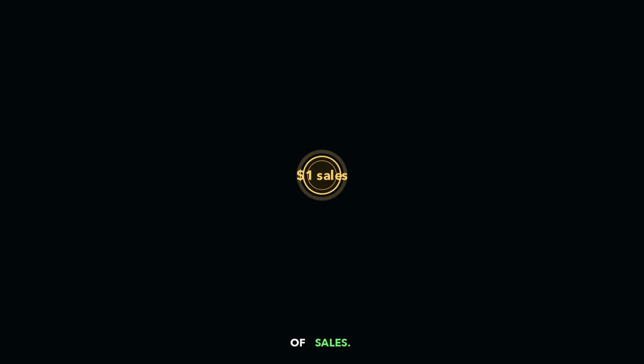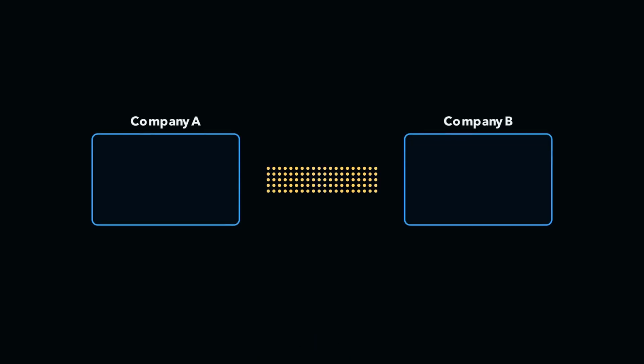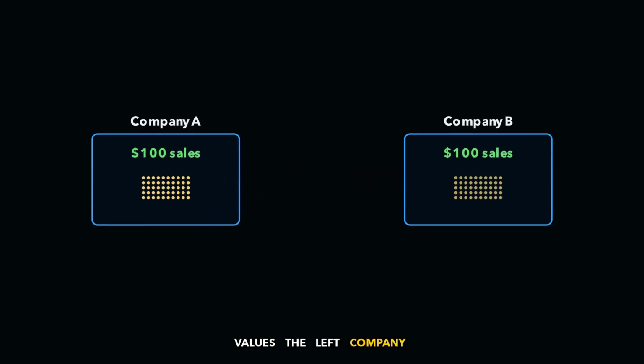Start with $1 of sales. That means a customer paid the company $1. Now make 100 of them. Here are two companies. The left company has $100 of sales. The right company also has $100 of sales, same sales, but the stock market values the left company at $100, and it values the right company at $1,000.